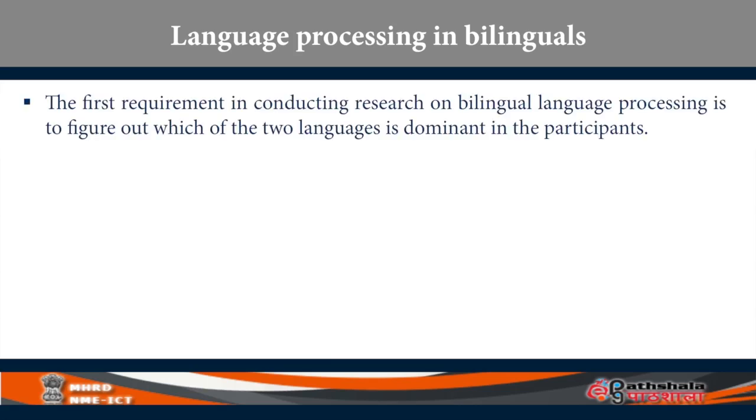The first requirement in conducting research on bilingual language processing is to figure out which of the two languages is dominant in the mind of this person, the participant.